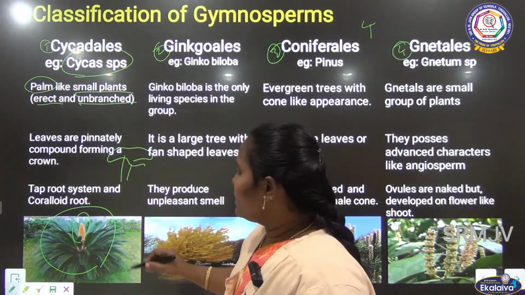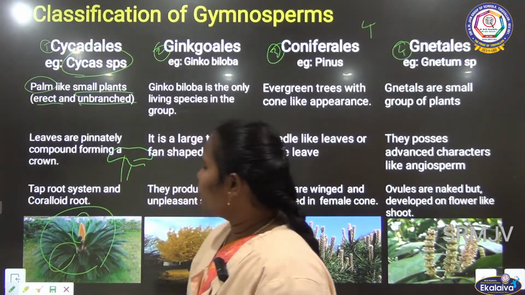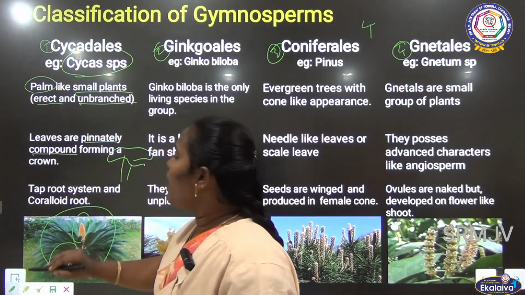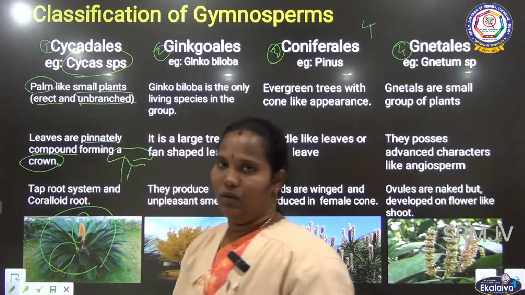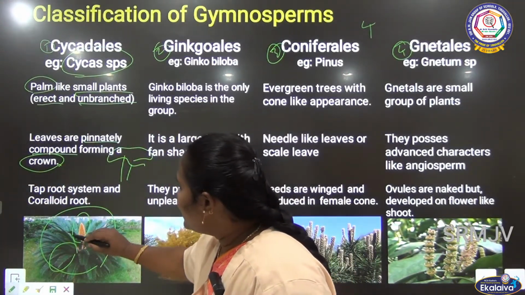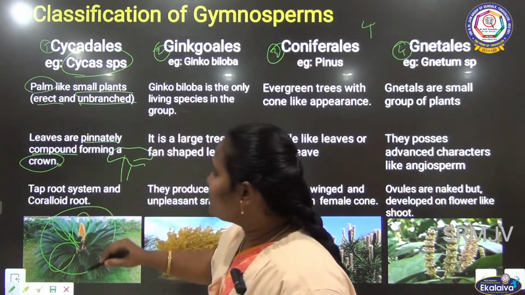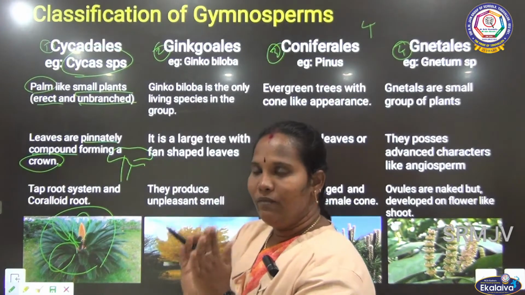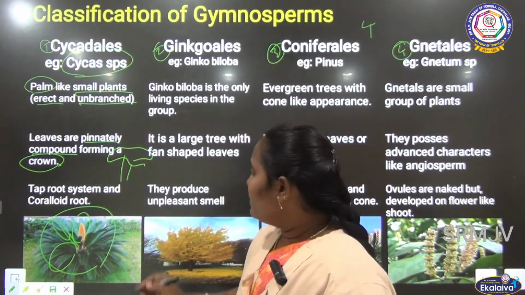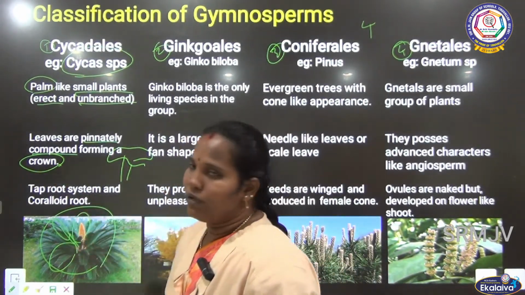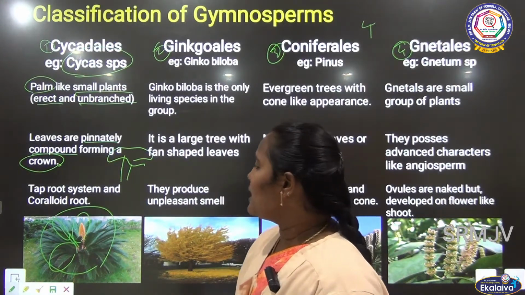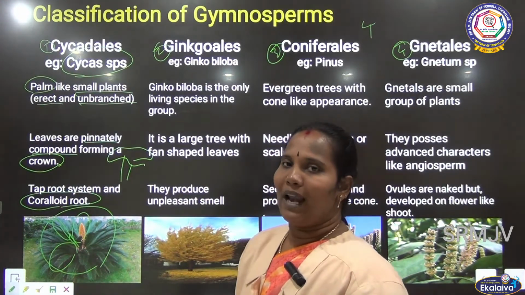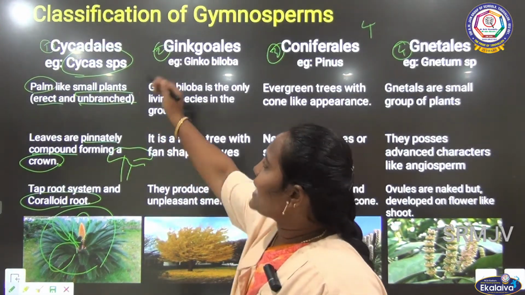Next we have to see about the leaves. The leaves are pinnate as well as compound. It looks like a crown. We can see here the leaves are pinnate as well as compound. Compound means many leaflets joined to make one leaf. Then it looks like a crown shape. Then next is the root system. It has the coralloid root system. This is the Cycadales.